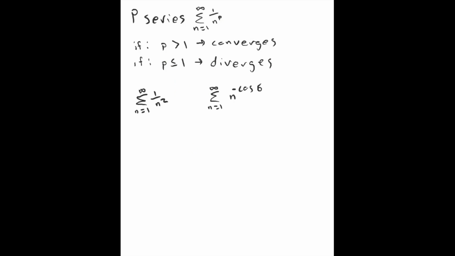A p-series is a series of the form 1 over n to the p, which converges if p is greater than 1 and diverges if p is less than or equal to 1. This includes the harmonic series, 1 over n. Here are some examples. For the series 1 over n squared, our p-value is 2, which is greater than 1, so this series converges.